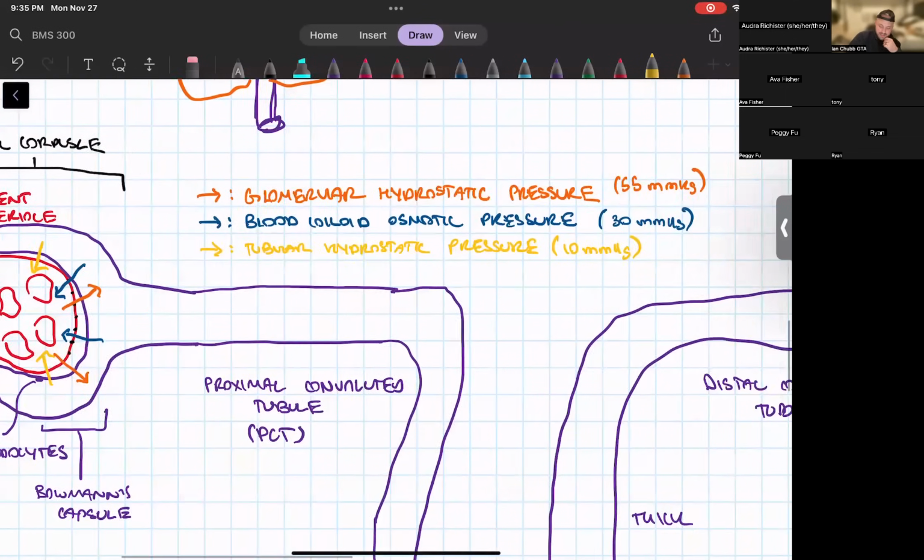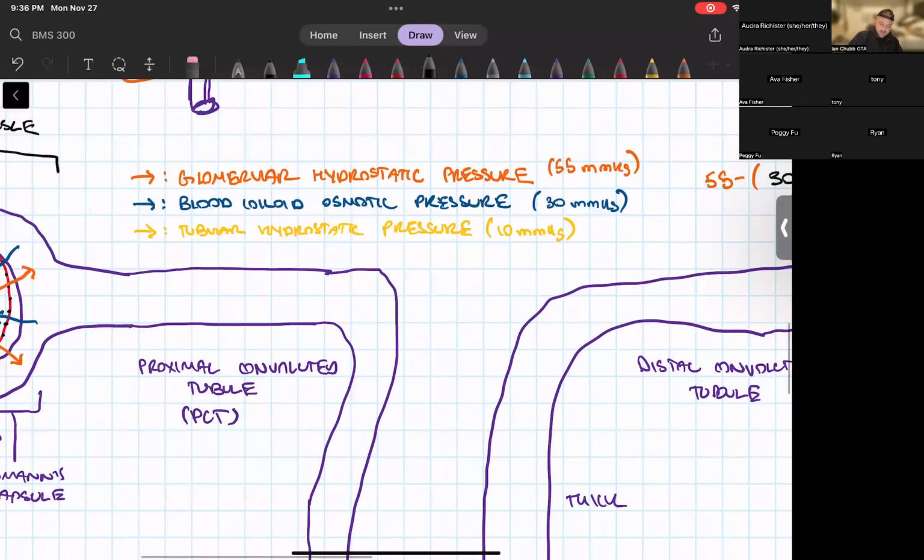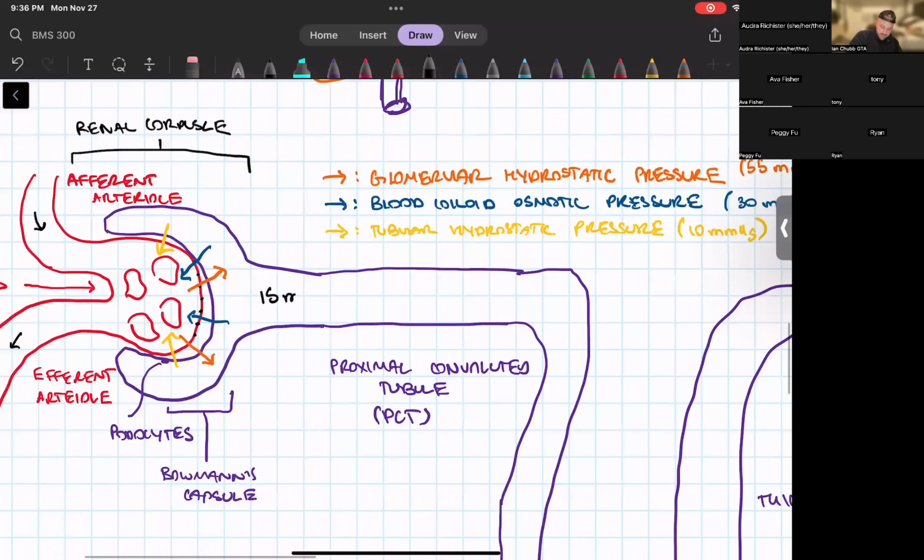So we can calculate this if we were to take 55 as the total pressure coming in, but then we would want to subtract the two pressures that are pulling stuff back into blood. So we would have 40. So I'm not good at math. 15. So that's 15, which I think his example was 10. Again, don't stress too much about values, but let's say we just have 15 net pressure moving that way.